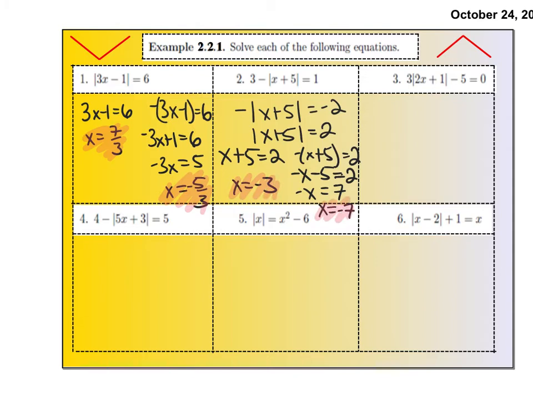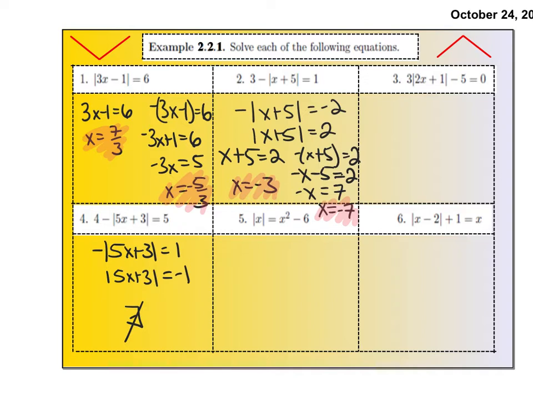1, 2. Okay. I think that number 3 is going to be more of the same. We just have fractions. Let's look at number 4. So number 4, if I were to subtract the 4, I would get -5x plus 3. Absolute value of 5x plus 3 equals 1. And then divide by a negative. Does not exist. Absolute value can't be equal to a negative.